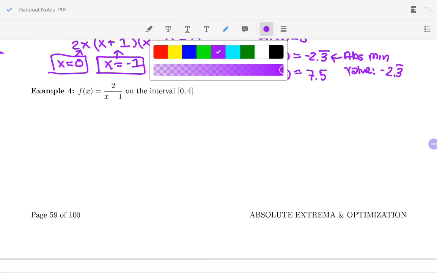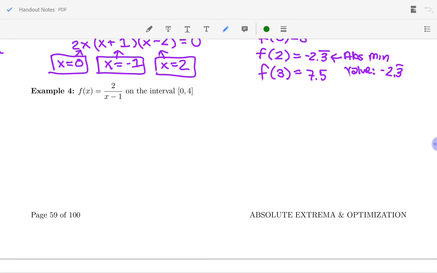So our last example is not a polynomial. We have f of x is 2 over x minus 1 on the interval from 0 to 4. And I actually think this is a little bit nicer because we're not going to have to factor, which is always great. So we're going to start by taking the derivative, but it looks like a quotient rule.